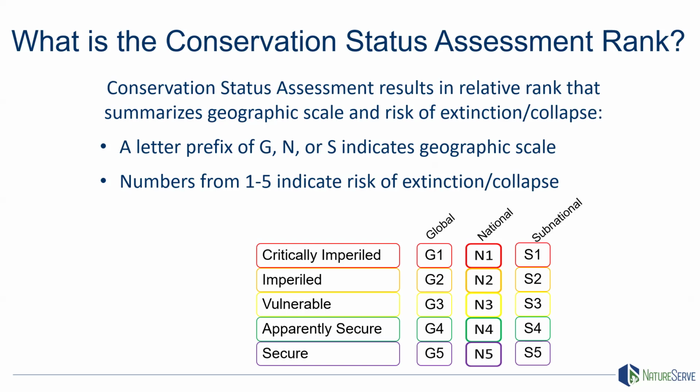Here we see a simplified spectrum of the numerical ranks at each geographic scale. The status assessment rank is called a global rank, national rank, or subnational rank, or for short, G rank, N rank, or S rank. Let's take a look at the definition of each of these numerical ranks demonstrated at the global level.